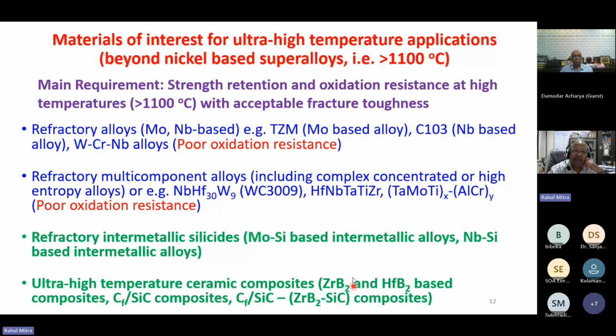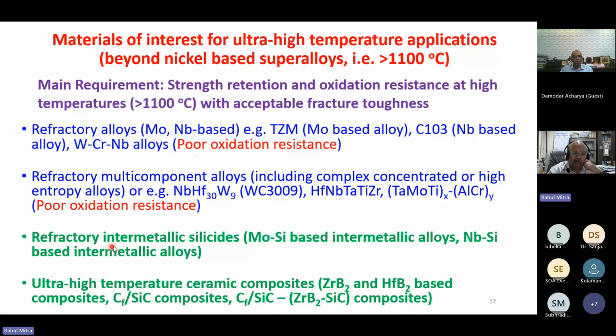Now, to replace nickel-based superalloys in aero engine applications, people have worked on refractory alloys, which are molybdenum and niobium based. And these are some commercial alloys, TZM and C103, which have been used even in Apollo 11 and many other applications. But they are good in space. Their oxidation resistance is poor, particularly above 1000 degrees centigrade, above 1100 degrees centigrade. Tungsten, chromium, niobium are good below 1000, but above 1000 they are not good. Then there are refractory multi-component alloys or complex concentrated alloys or high entropy alloys being developed, and they also have poor oxidation resistance at high temperature.